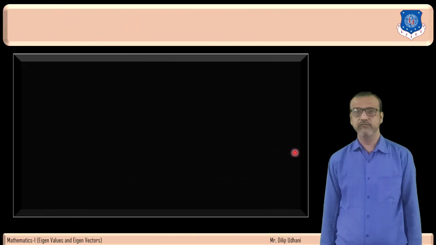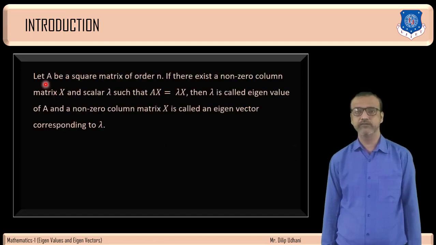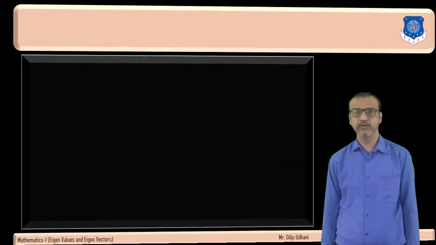Here, first of all, we will see what is an eigenvalue and an eigenvector of a given matrix. Let A be a square matrix of order n. If there exists a non-zero column matrix X and scalar lambda such that AX equals lambda X, then lambda is called an eigenvalue of matrix A, and the non-zero column matrix X is called an eigenvector corresponding to lambda. Now we will see example number 1 related to this topic.